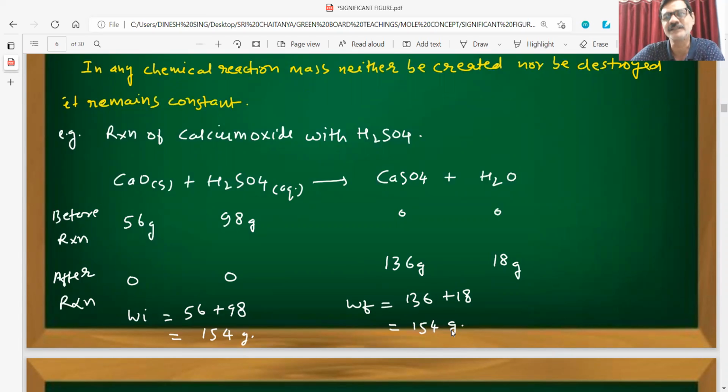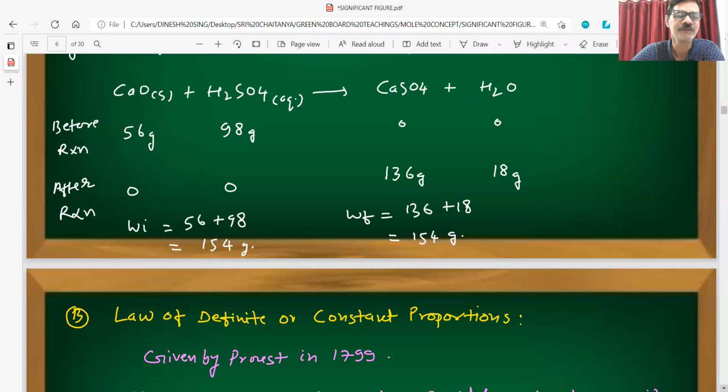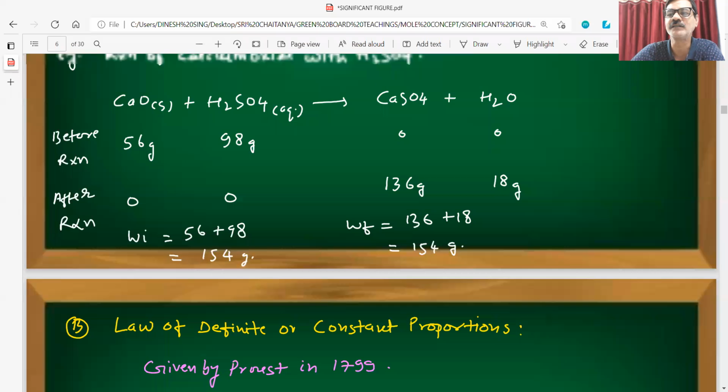So this law states that the mass in any chemical change or in any chemical reaction can neither be created nor be destroyed. That is, there will be no decrease in the mass or increase in the mass after completion of the reaction. The same mass will form for the products. Whatever amount of reactants we have taken, the same amount of mass will be formed. So this is called the law of conservation of mass.